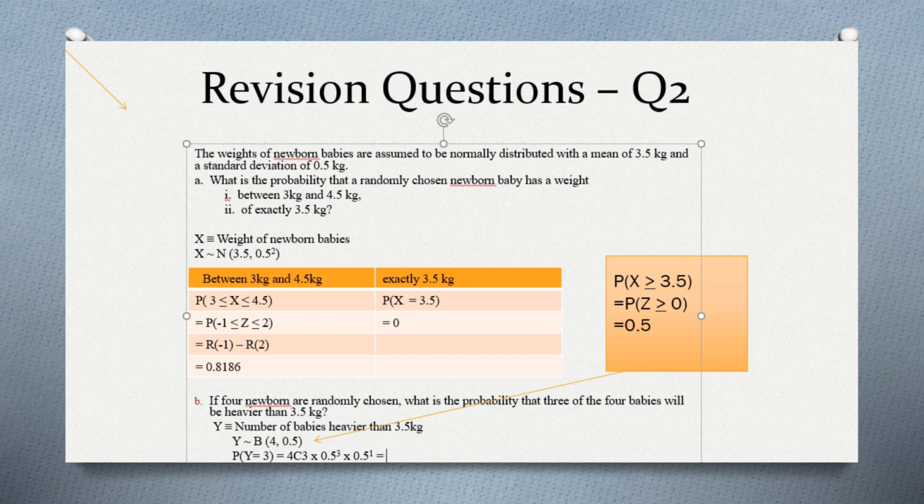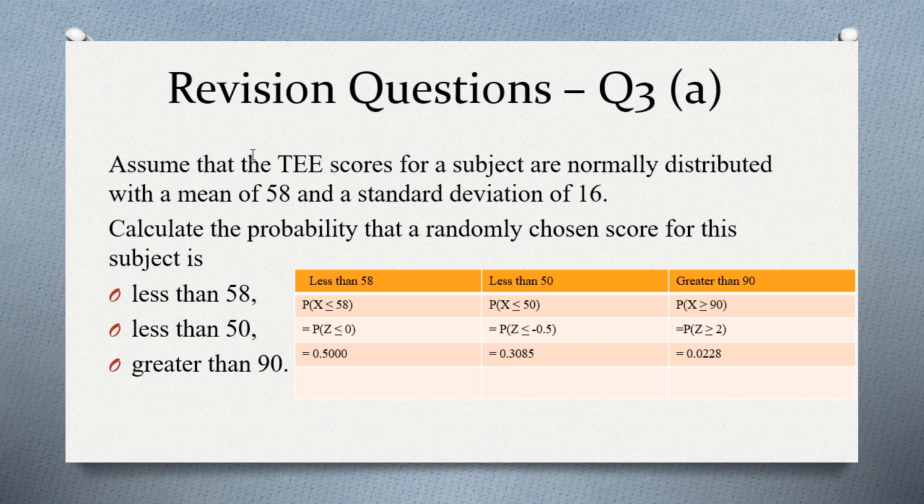All right, your answer will be 0.25. All right. Moving forward to number 3, pause as you're doing the question so you can follow me as we are doing it, all right? Question 3, assume that the t-scores are normally distributed.